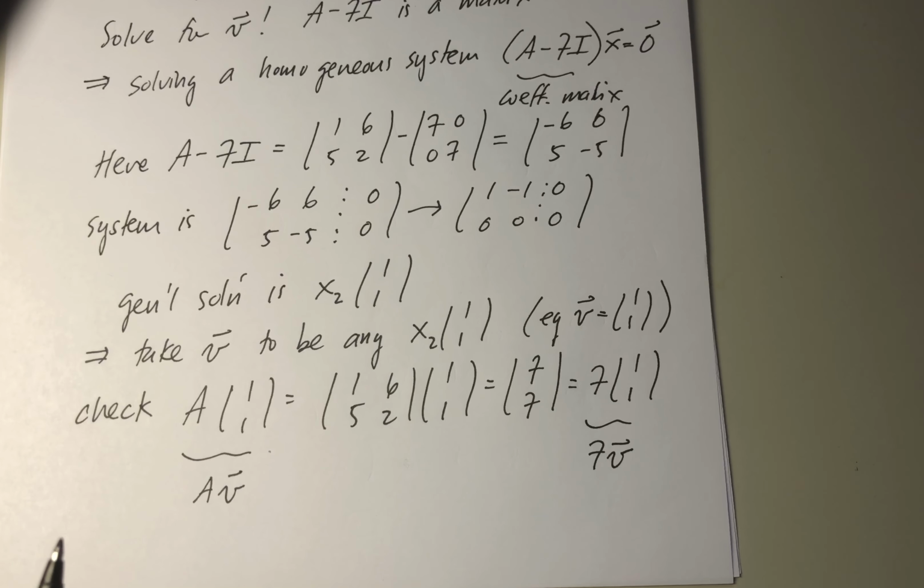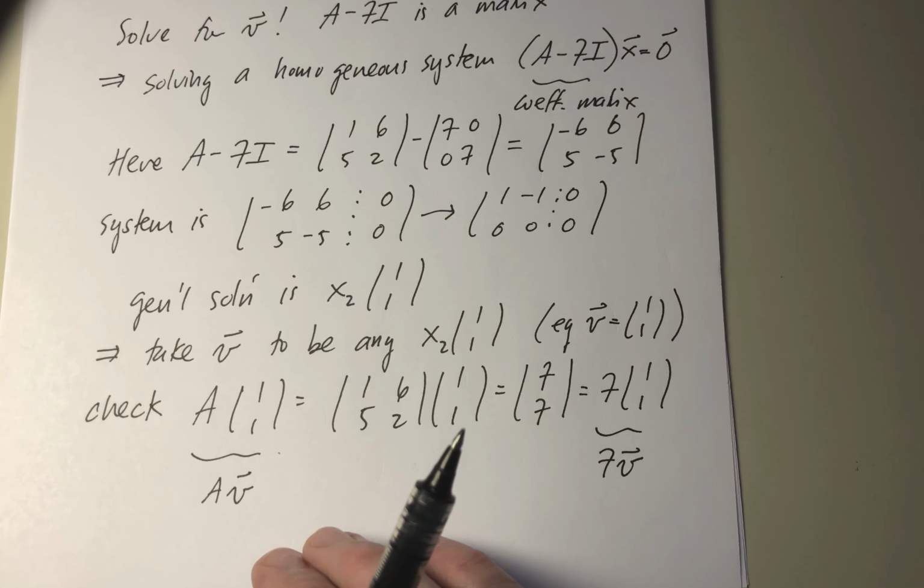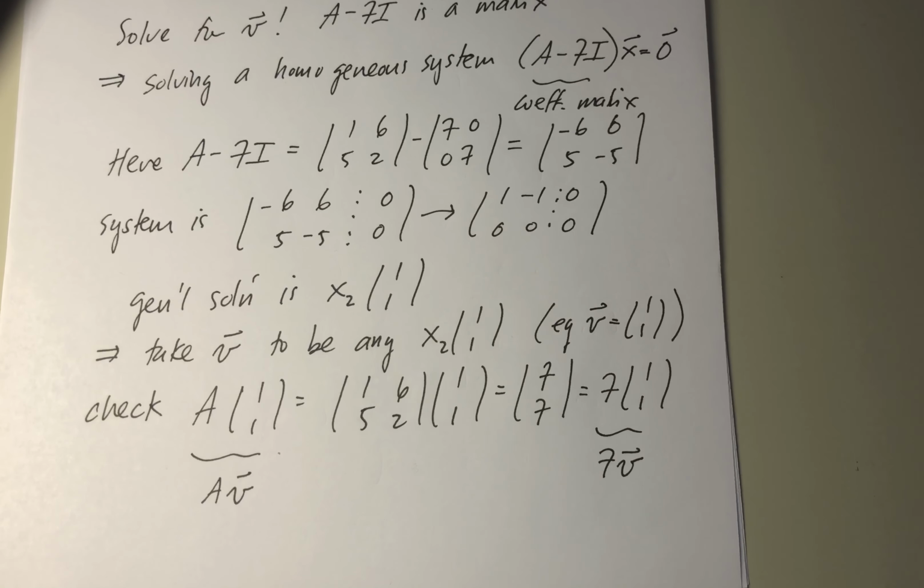Okay, so that's, more or less, almost a complete description of what we're going to be talking about. Next time we'll talk about the general strategy for finding eigenvectors and eigenvalues, and we'll do bigger examples. See you then.